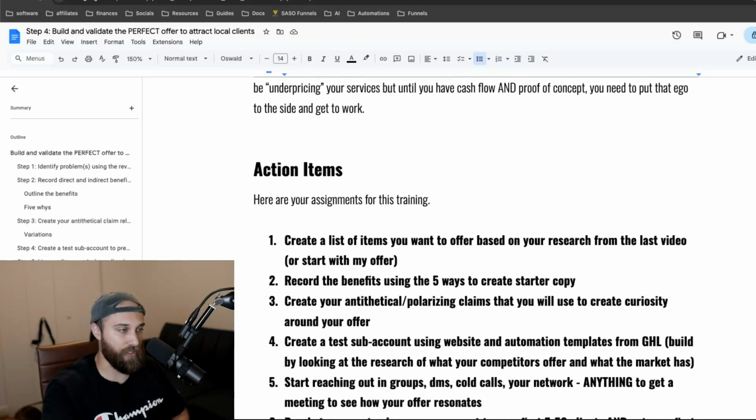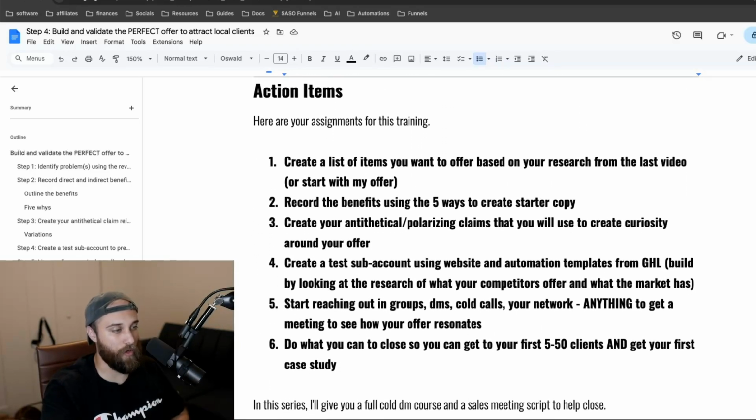Action items. Here are your assignments for this training. I covered them a little bit, but I want to cover them again. Number 1, create a list of items that you want to offer based on your research from the last video, or start with the offer I gave you in the last video. Number 2, record the benefits using the 5 whys to create starter copy.